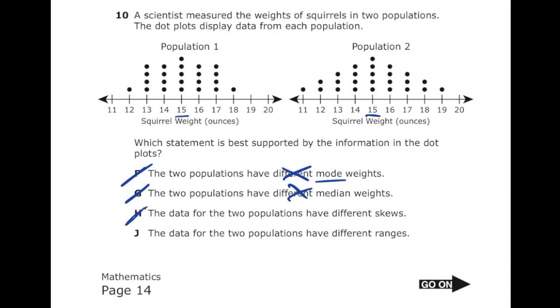And then letter J says the data for the 2 populations have different ranges. So range is just from the smallest number to the biggest number. So population 1 goes from 12 to 18 for a range of 6. And population 2 goes from 11 to 19 for a range of 8. So they do have different ranges. Letter J is correct.